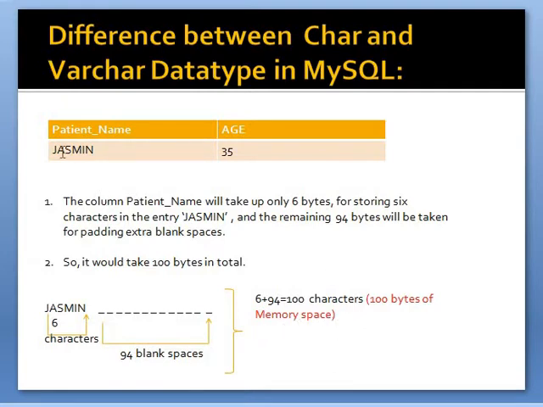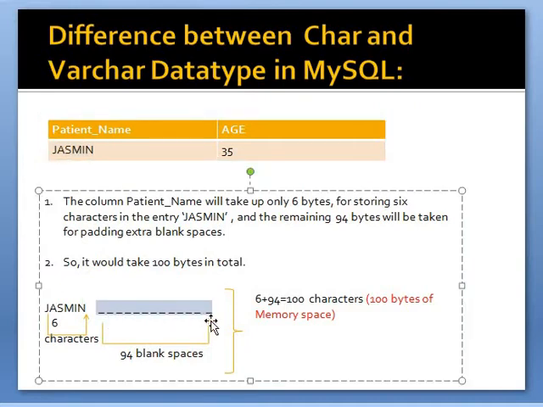That means even if we have stored this entry called Jasmine for the column called patient name, which consists of only 6 characters, we are wasting the memory space by padding 94 blank spaces at the end of the word Jasmine. So these extra 94 blank spaces are actually a wastage of memory, because we are utilizing only 6 characters in the entry called Jasmine.